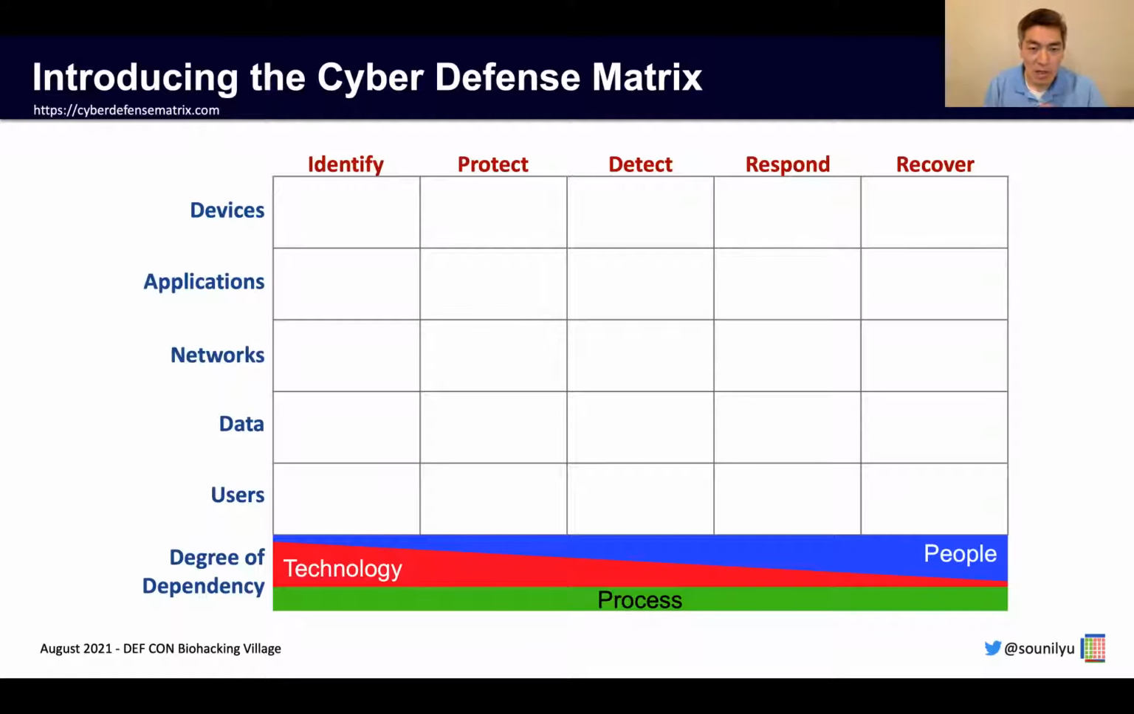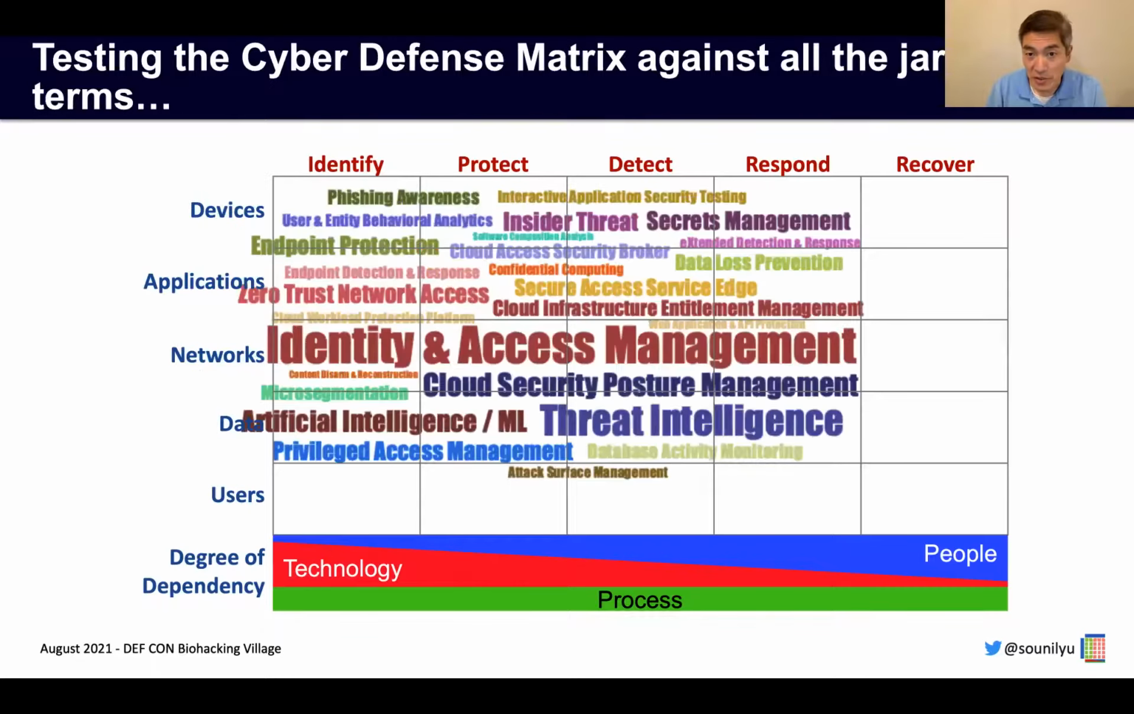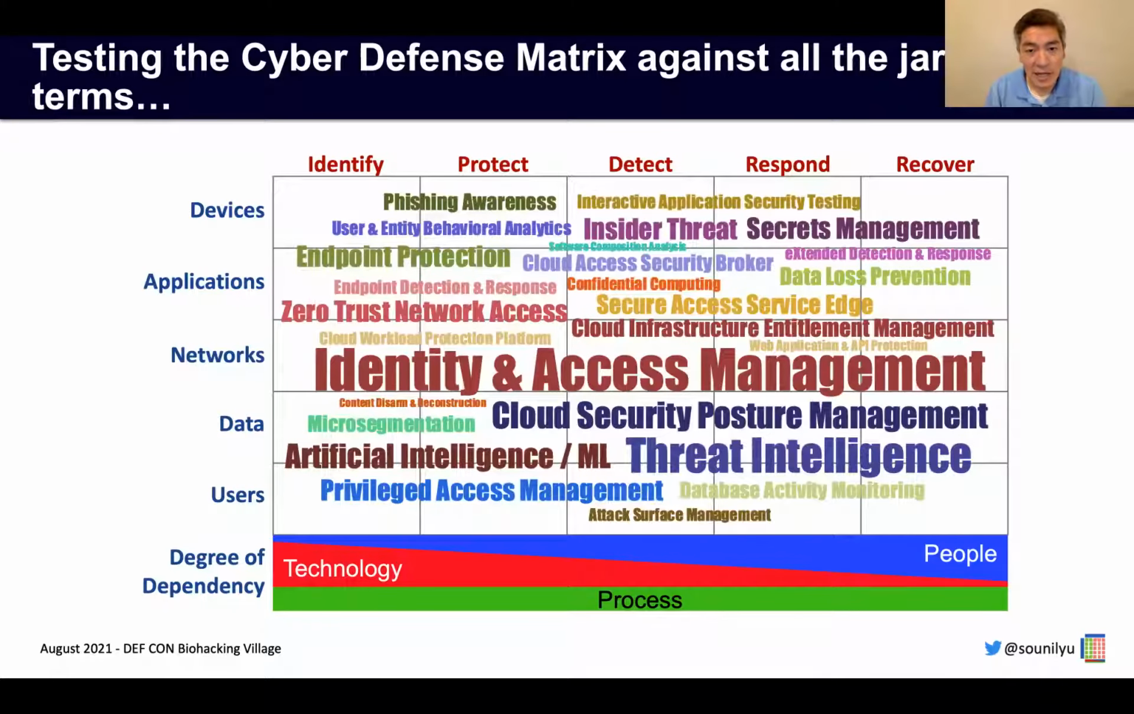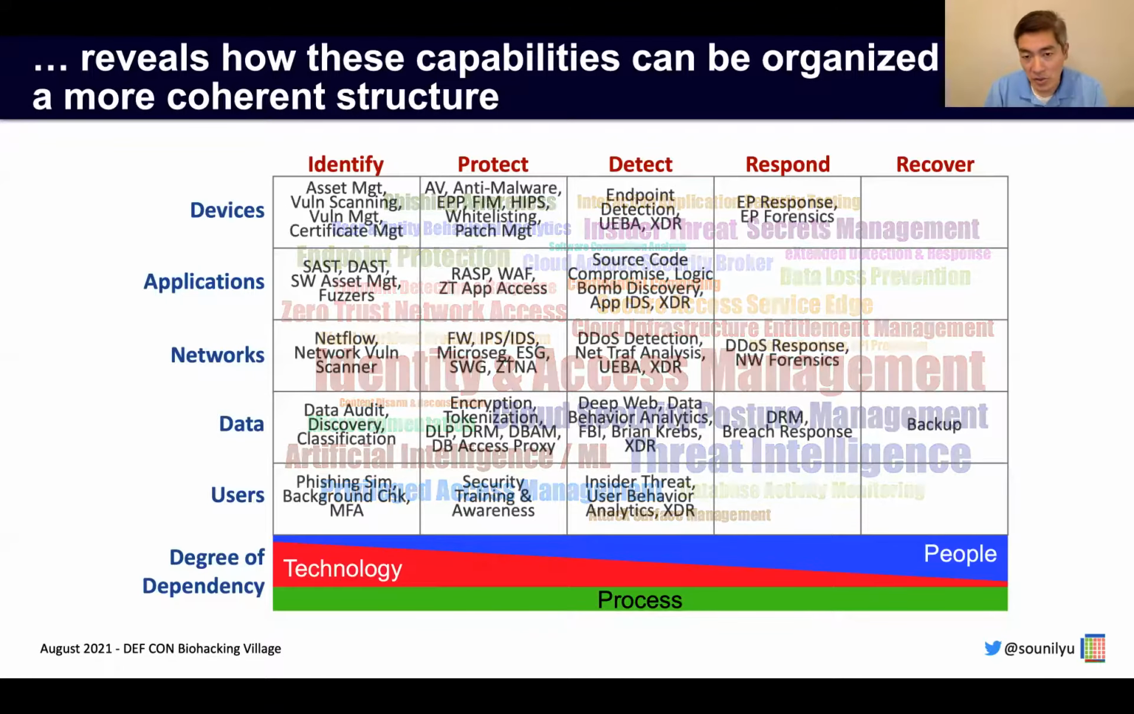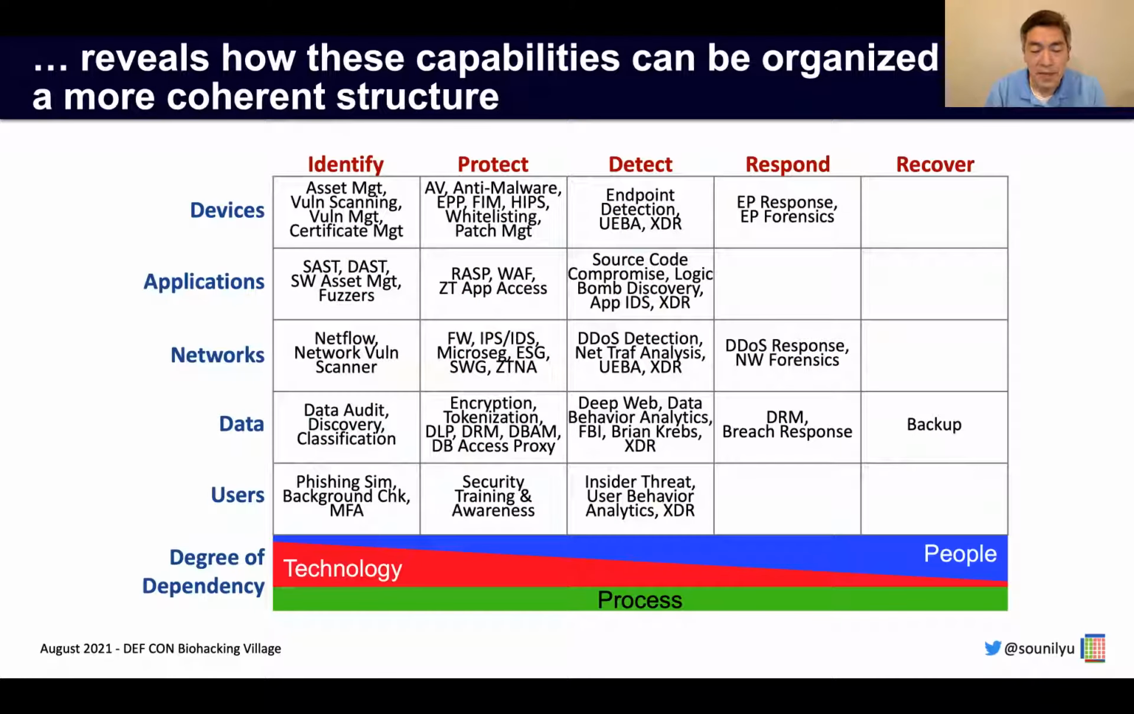So to test the Cyber Defense Matrix, I wanted to take all of those buzzwords that we saw previously and see whether I could find a home for each one of them. For the most part, I was able to do that. In doing so, I can see what the buzzwords mean in relation to the function and the asset class where it's trying to perform some security function. It also allows me to see adjacencies. It lets me see potential gaps in the marketplace as well.